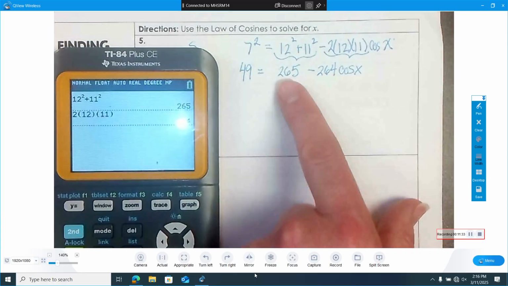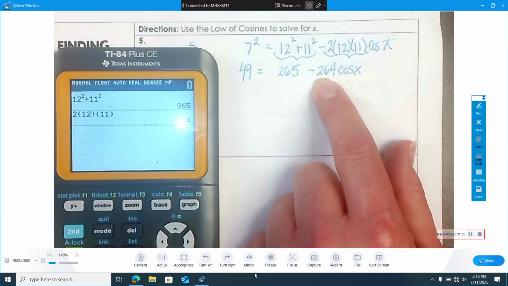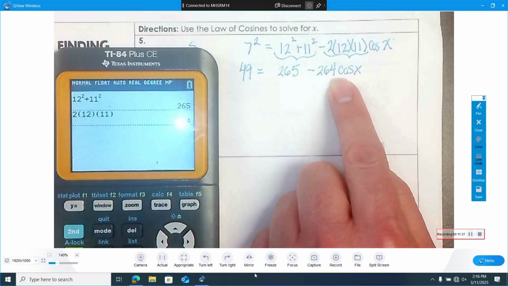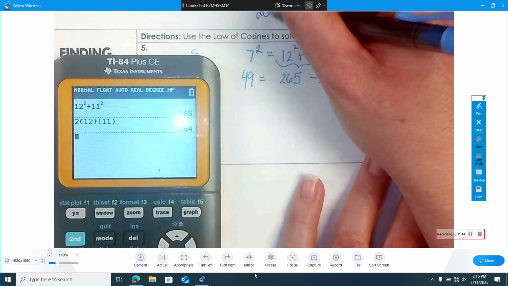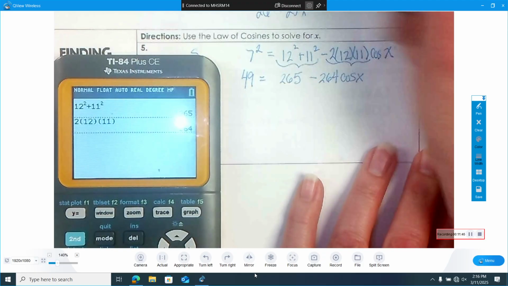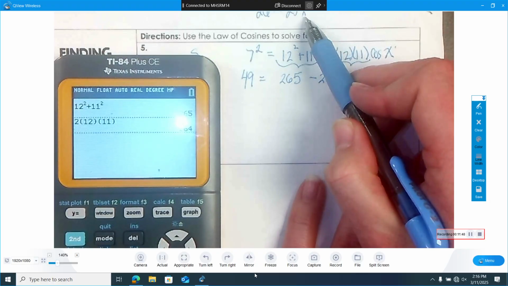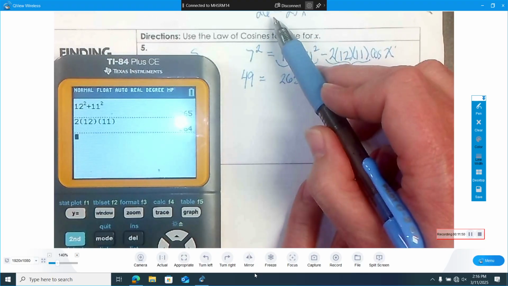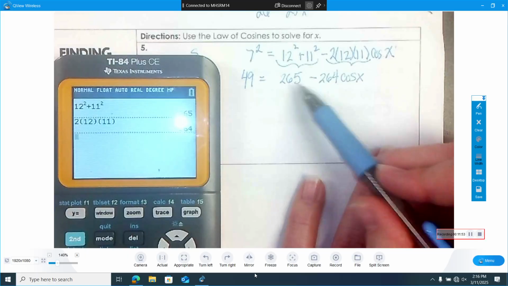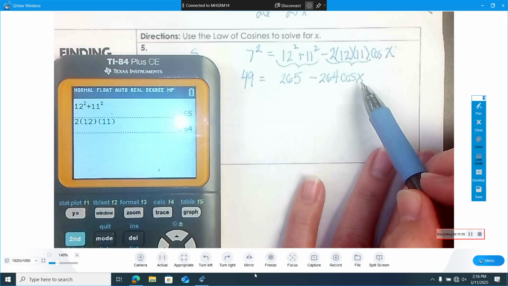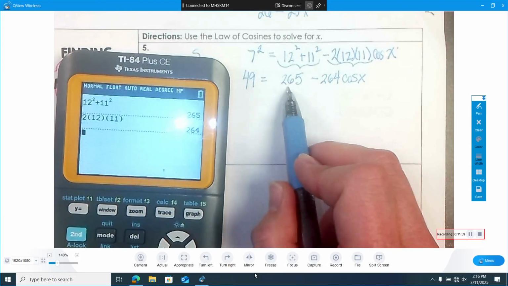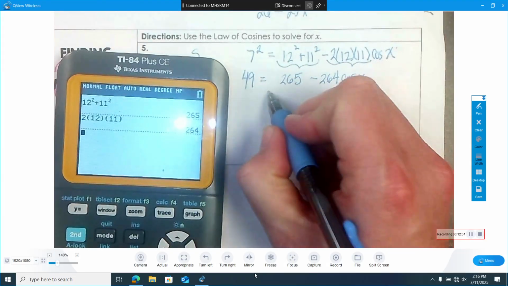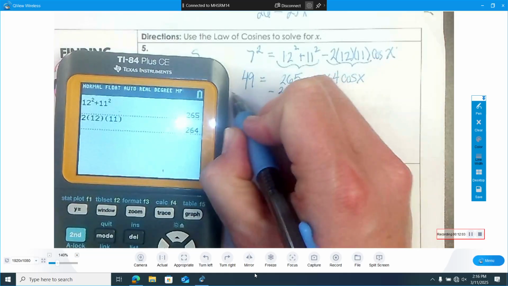Let me ask you a question. Is 265 minus 264 cosine of x 1 cosine of x? No. This is sort of like, let's see, 26 minus 25x. Can I combine those? No, because this one has an x and this one does not. So they're not like terms. This is the same thing. This has a cosine of x on it. So you can't subtract. So we actually have to move this 265 away. So we're going to subtract the 265.